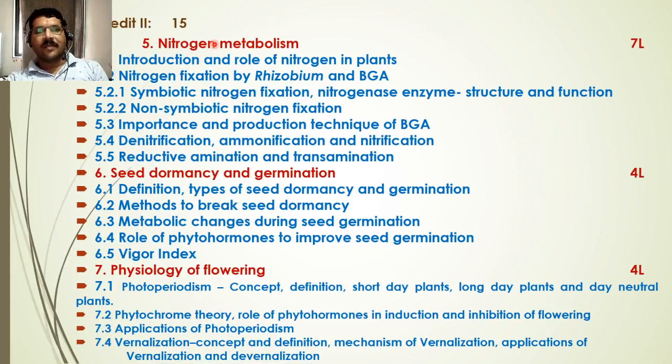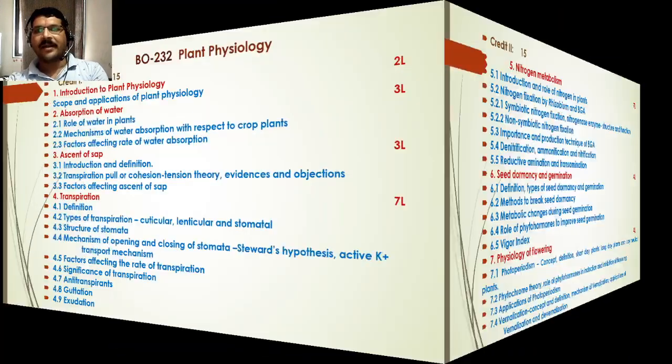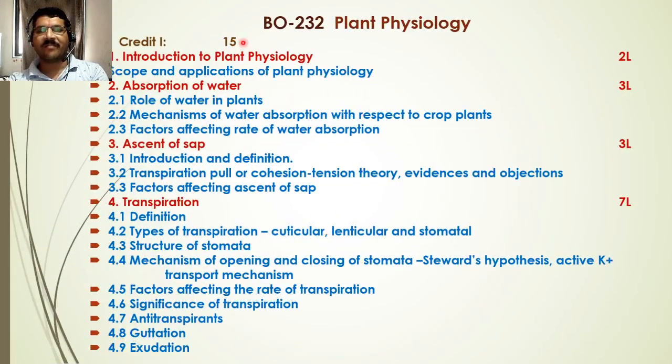Now here you can see there are 3 topics: nitrogen metabolism, seed dormancy and germination, and physiology of flowering. These are the 3 chapters, which have 15 lectures, and it is called 1 credit. So 7 plus 4 is 11, plus 4 is 15. This syllabus we have to complete within 15 lectures, which means 1 credit is equal to 15 lectures.